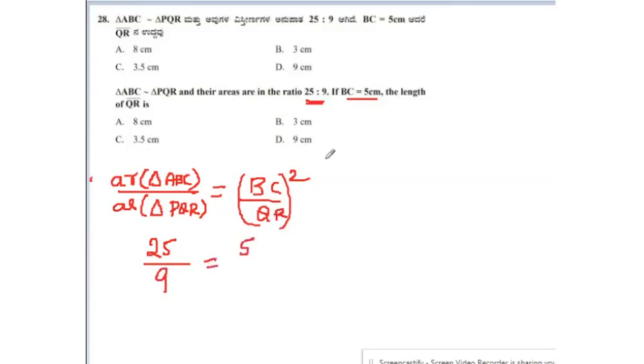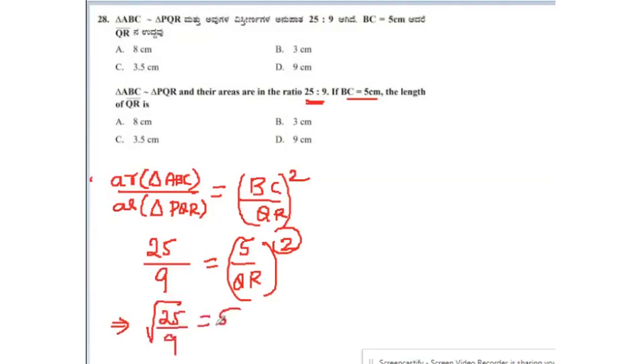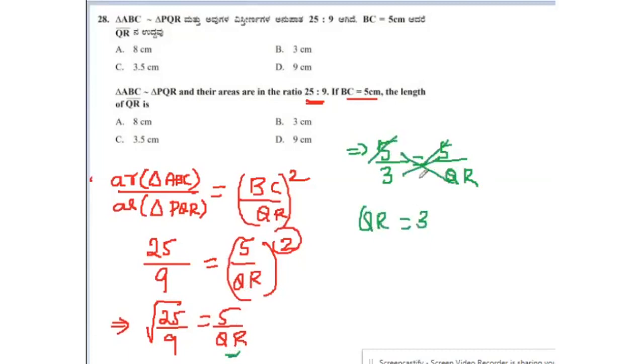And BC in the question is mentioned as 5. I am replacing it as it is. I don't know QR, so I am replacing it as it is. Students, when the square moves to the other side it becomes square root. So the square root of 25/9 is equal to 5 by QR. So the next step: what is the square root of 25, students? 5. And what is the square root of 9? 3, which is nothing but 5 by QR. I am writing the right hand side as it is. So the 5 gets cancelled. QR is equal to 3. So the value of QR is 3 centimeters. Option B is the correct answer for the 28th question.